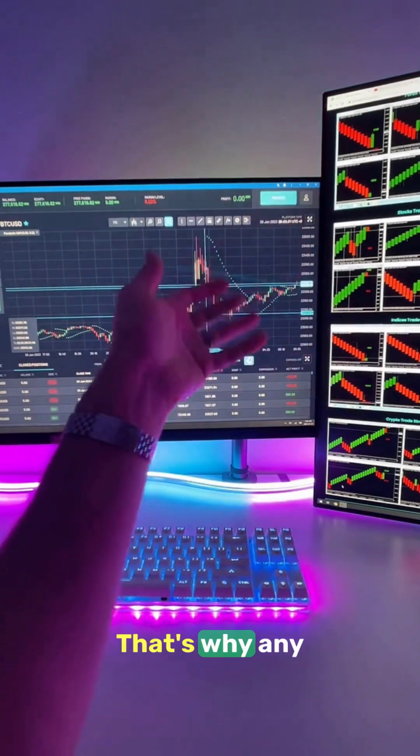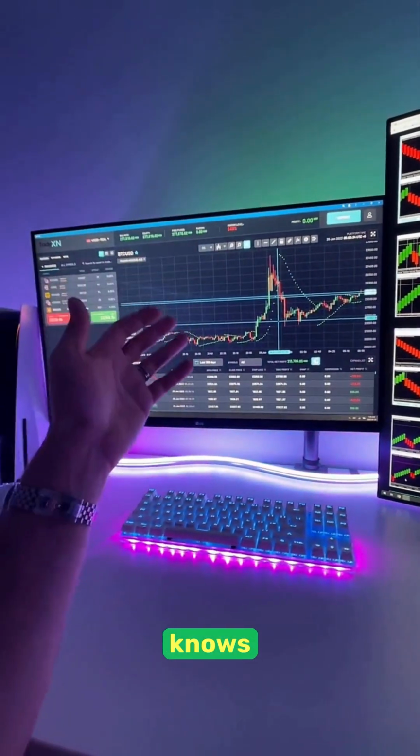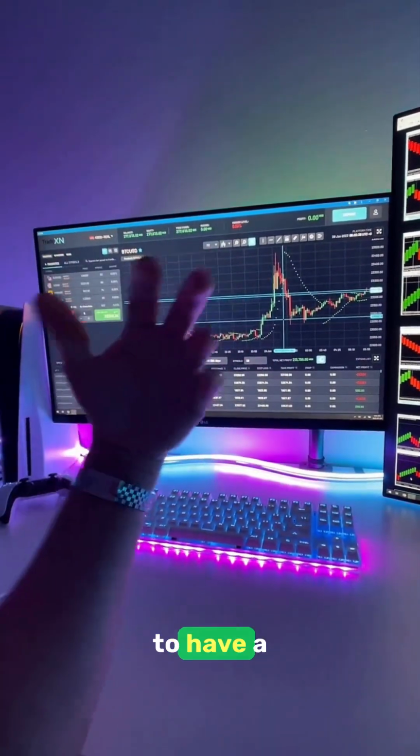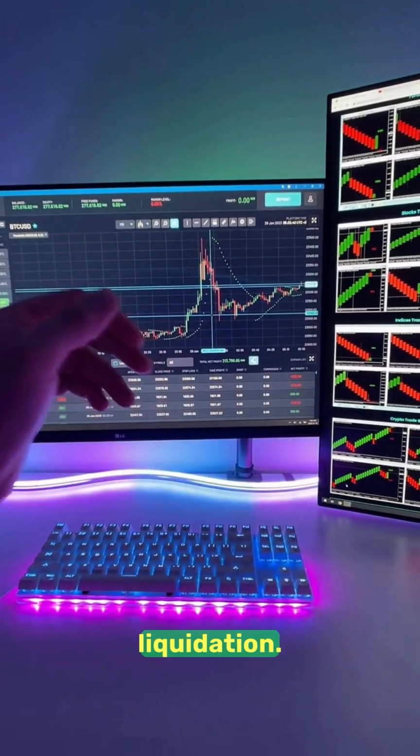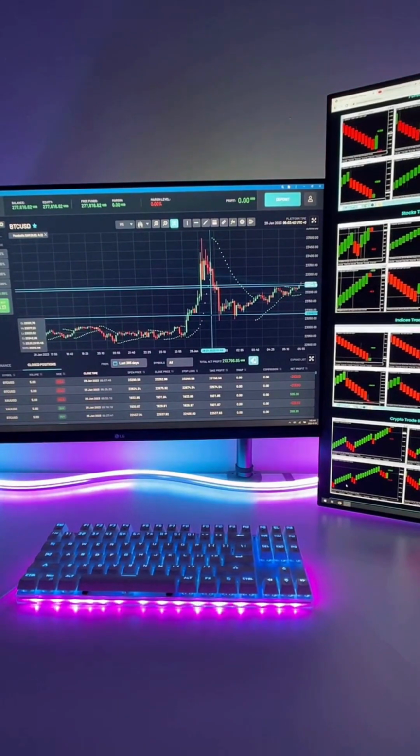So does that make sense? That's why any real trader knows it's very, very important to have a large balance so that you're not close to that liquidation. Okay.